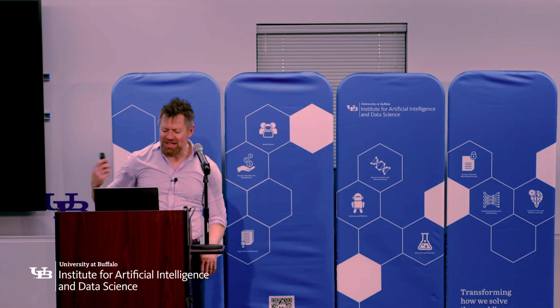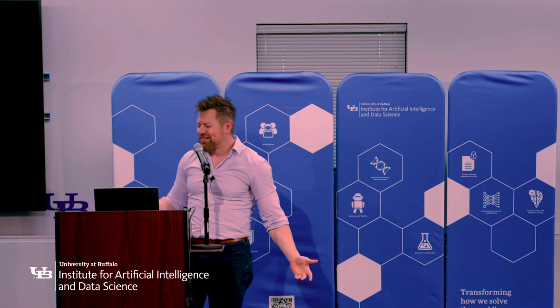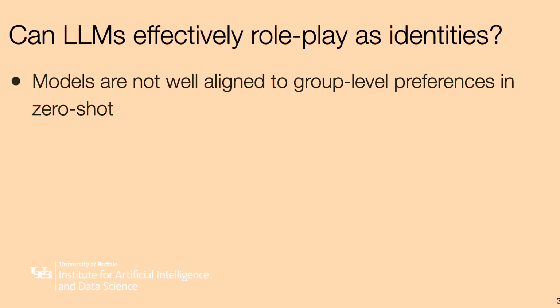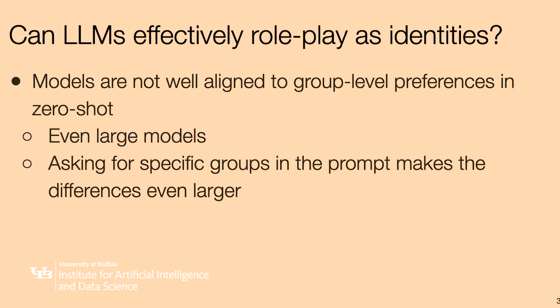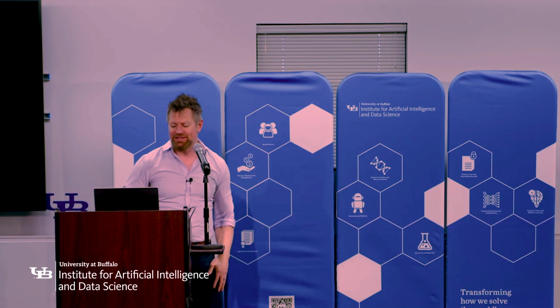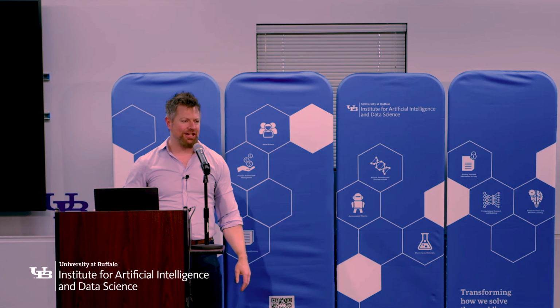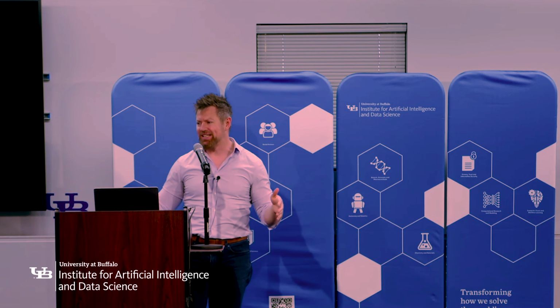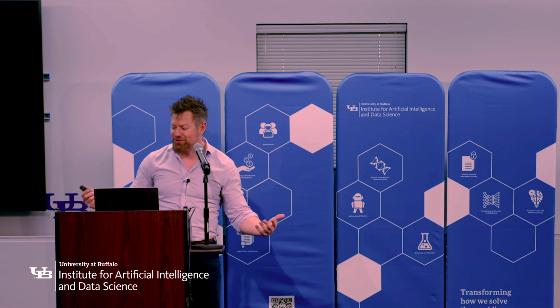But going back to our major questions, can models role play as identities? Well, they don't seem to be well aligned to do this in the zero-shot setting where I've not trained them to be, even for large models like GPT-4. And if I ask them to take on specific groups, that makes it worse. They're even worse at getting that group's preferences. And if you think about, okay, we could train them, so I could try to learn this, it turns out models are learning demographics as identity. If we had even more data, maybe we'll be able to get at it, but we don't have that data sitting around, so it's really tough to test that.